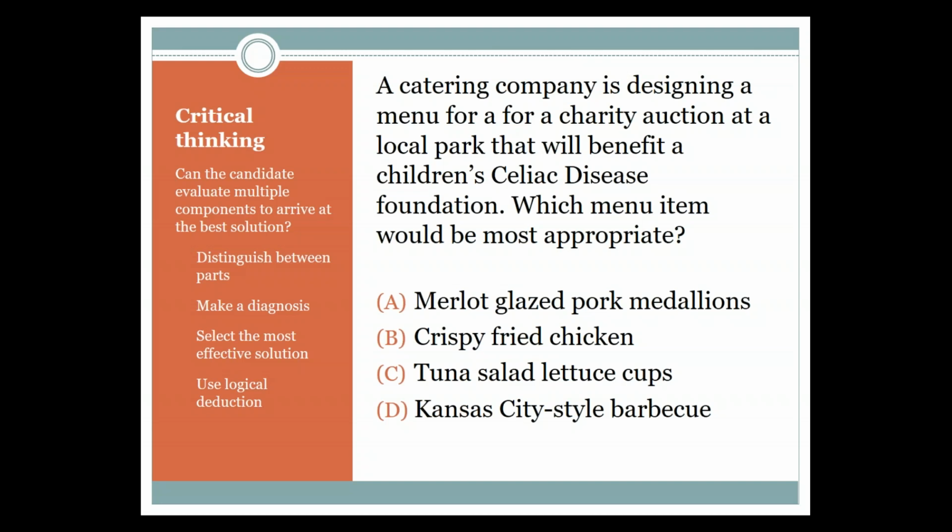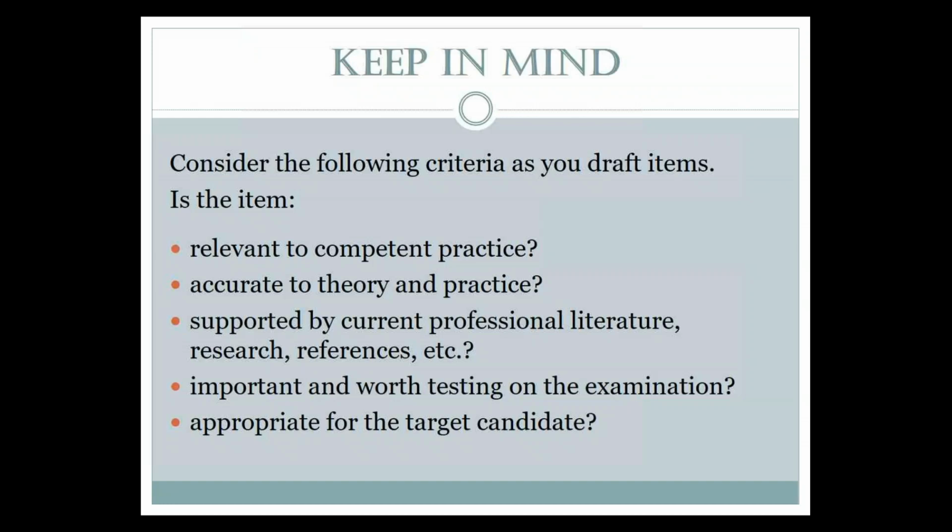So while a Merlot glazed pork medallion sounds delicious, probably not the most kid-friendly option. If this was a benefit at an art museum for the adults, yes, maybe that one would be more appropriate than another one because it could also be gluten-free. So that's how critical thinking level questions work. You can notice here that it's not ridiculously long. A critical thinking level question doesn't have to be a case study, but it's just multiple pieces at work to arrive at the correct answer.